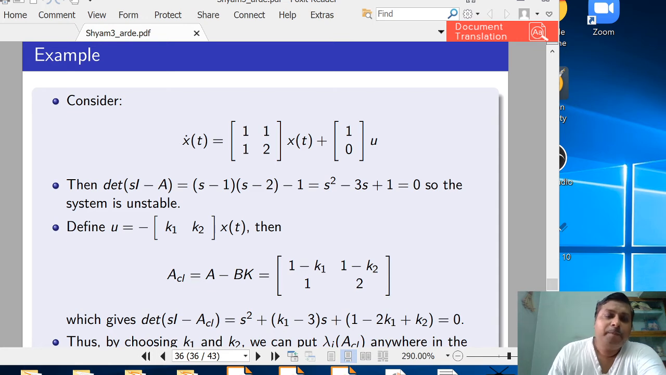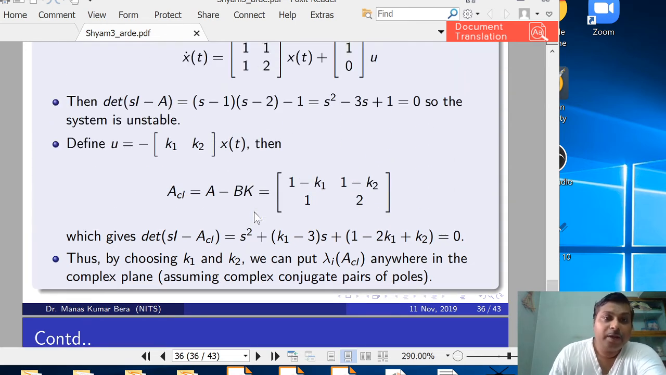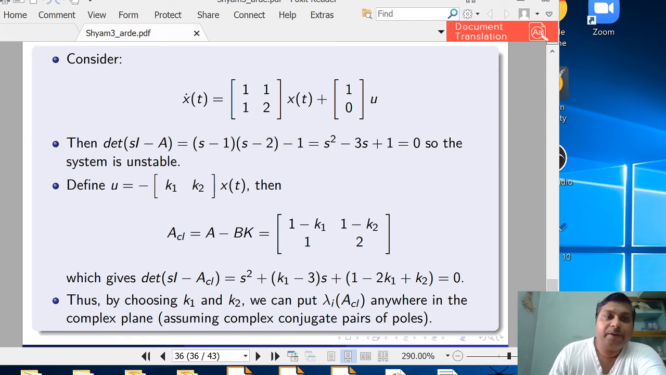Now suppose we want to place the poles at a desired location, that is minus 5 and minus 6. Then the system will definitely be stable. But with the state feedback controller, that is minus [k1 k2] x(t), we want to determine what K1 and K2 are. So we can find the closed loop system, that is A minus BK, where K is [k1 k2], and we have the A and B matrices, so we can calculate the closed loop system in terms of K1 and K2.